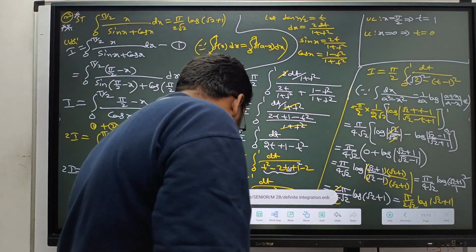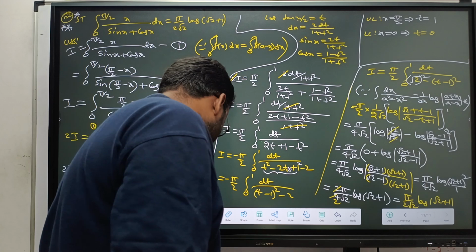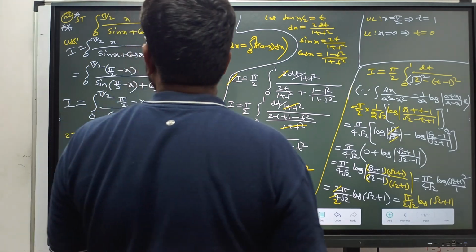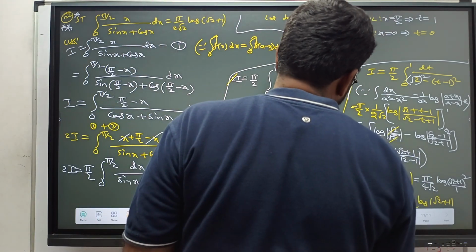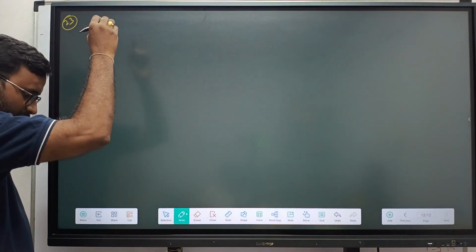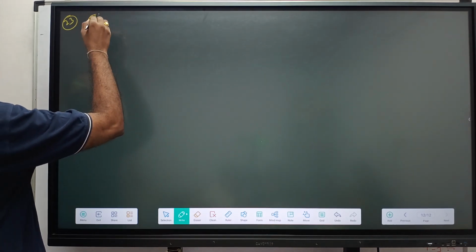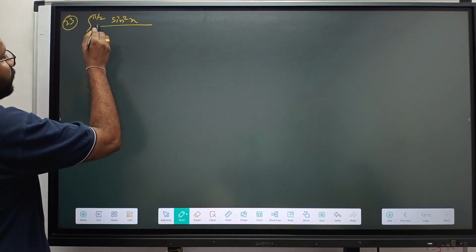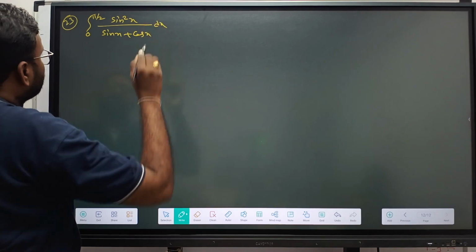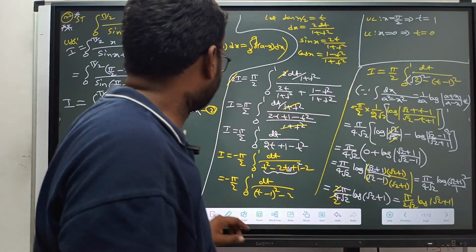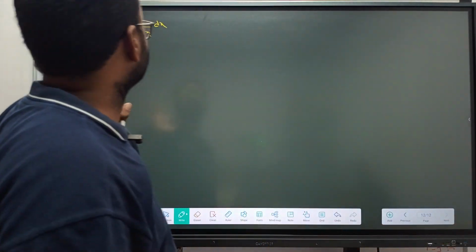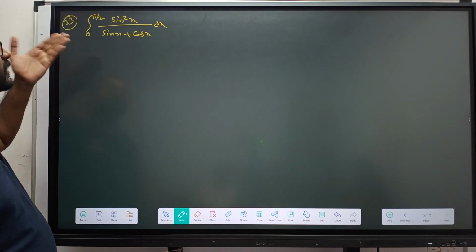So the similar problem you have one more. That is in exercise 7b, third Roman, 13th question. This is 22nd, huh? 23rd. What is the question? Integral 0 to pi by 2 sin square x by sin x plus cos x dx. So the difference is, here you have numerator x, here you have no x, only sin square x. This is easy comparing to that.